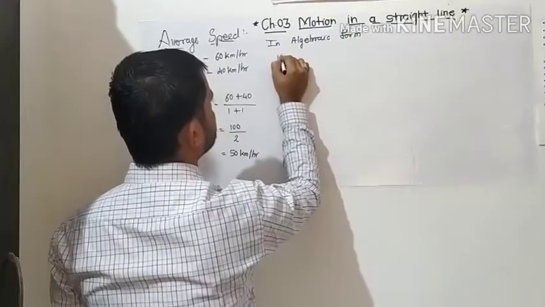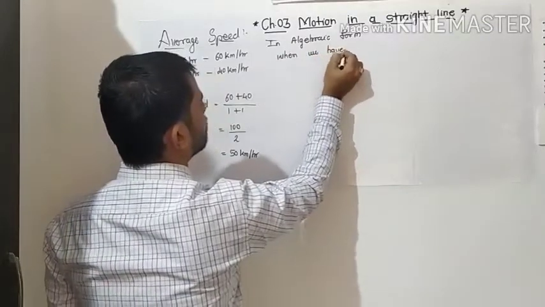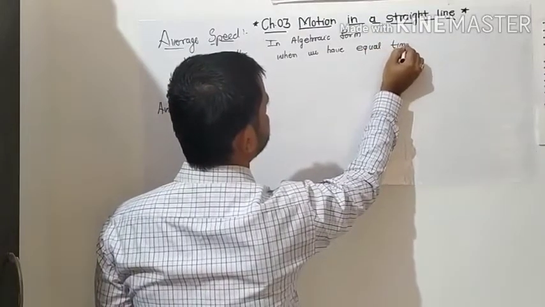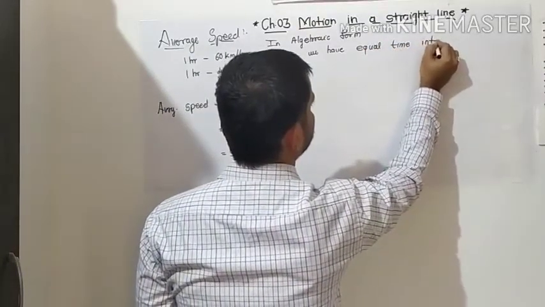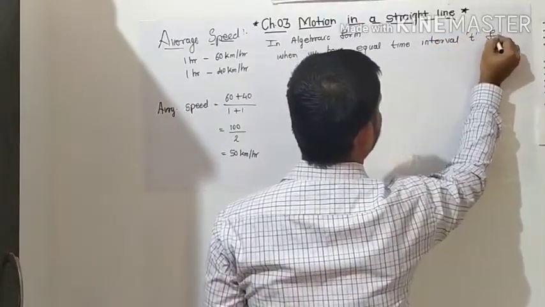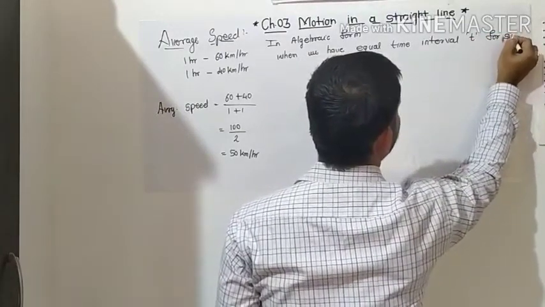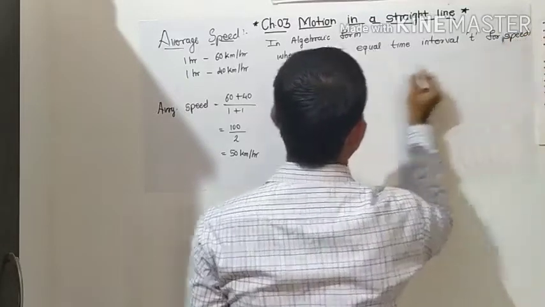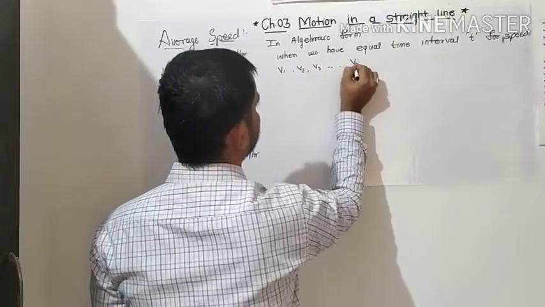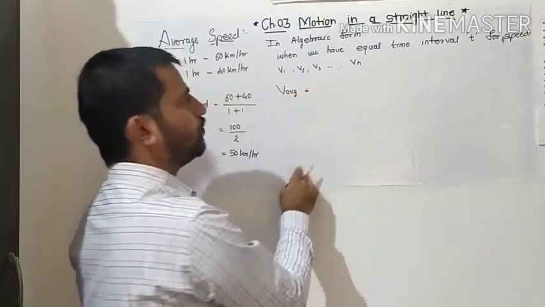When we have equal time interval t for velocities, for varying speeds v1, v2, v3 up to vn, then how to calculate the v average?